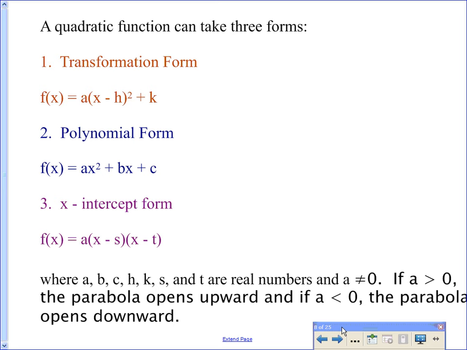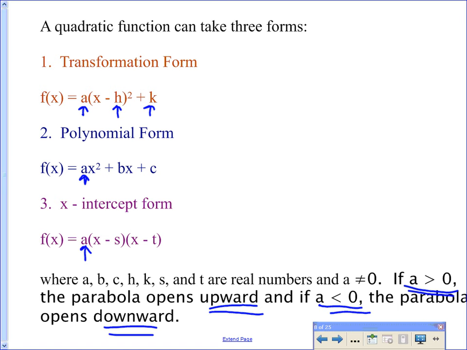I'm sorry, if a is greater than 0, the parabola is going to open upward. And if a is less than 0, then that's when it's going to open downward. Okay, and so by a, we mean this value here, and that's going to tell us how the parabola opens. And here, and here.